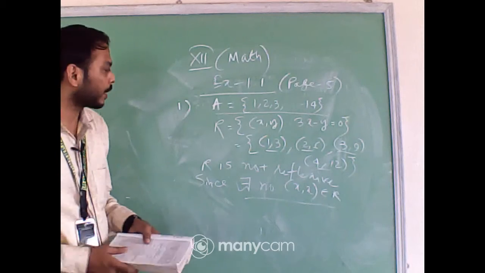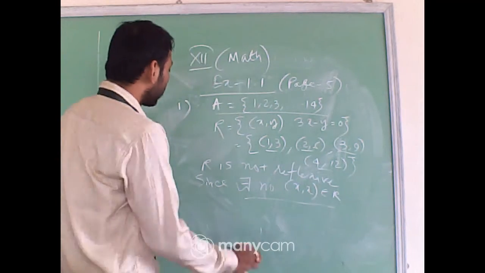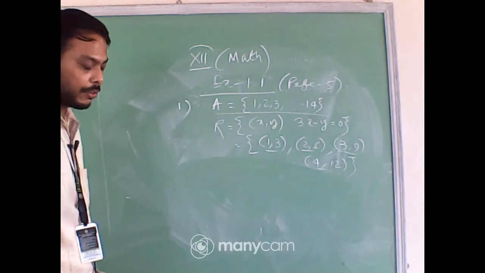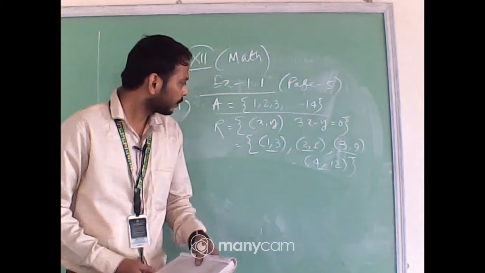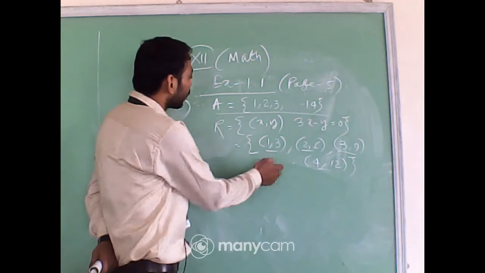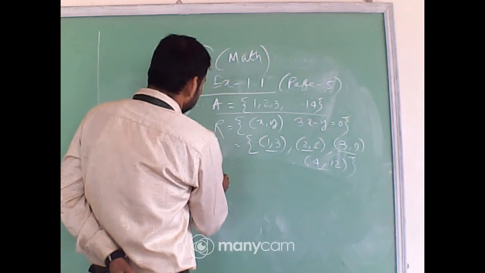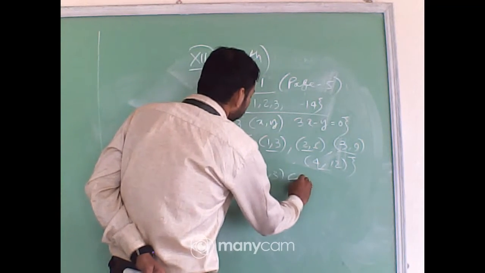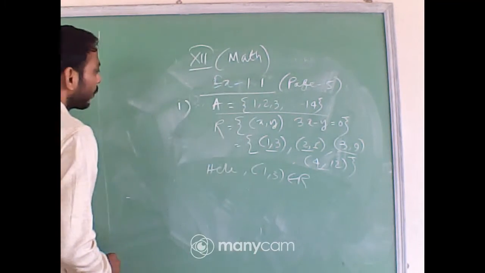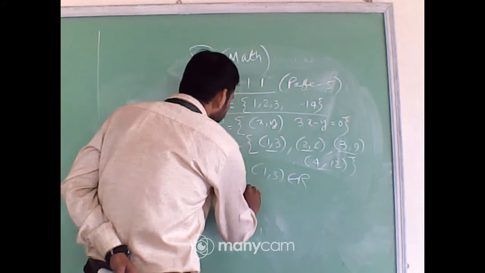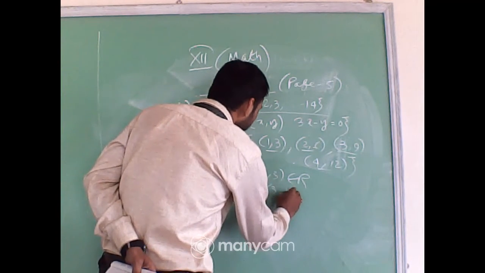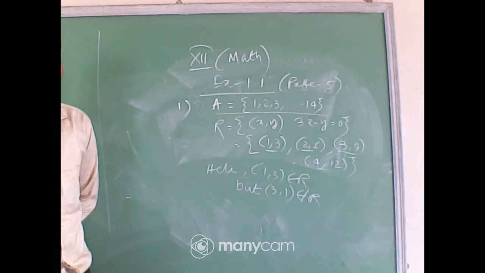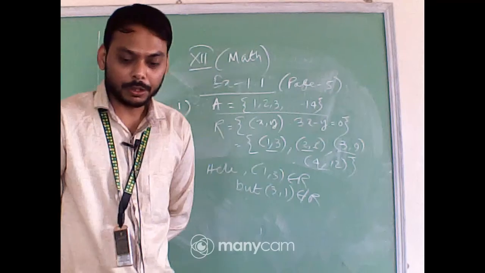Now for the symmetric property, reflexive is done. For the symmetric property, is it symmetric? Suppose 1 comma 3 belongs to R. Is it visible from the board? But 3 comma 1 does not belong to R. The reverse of an element does not belong to R, isn't it?